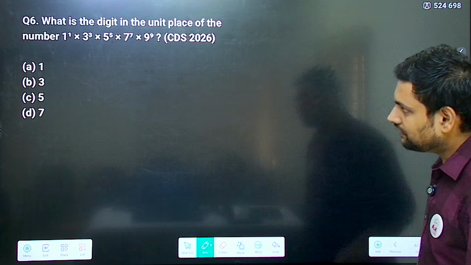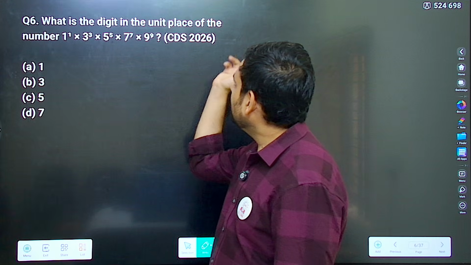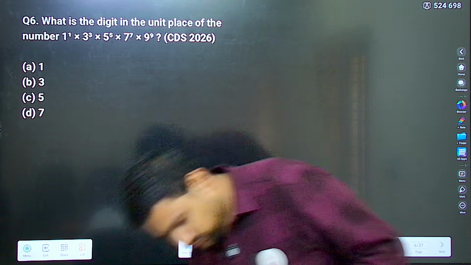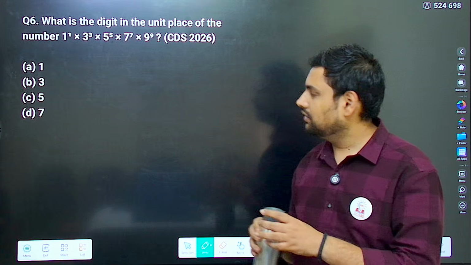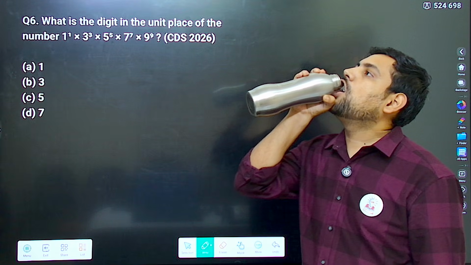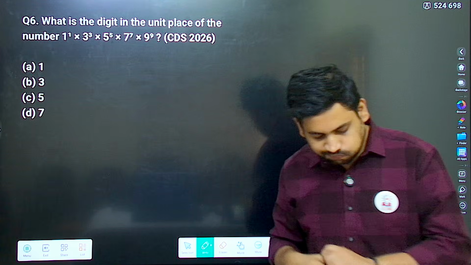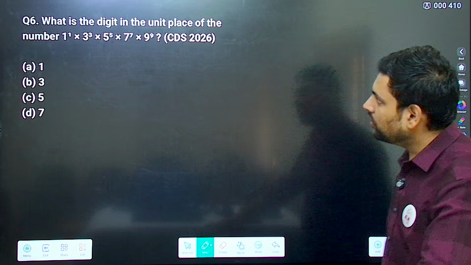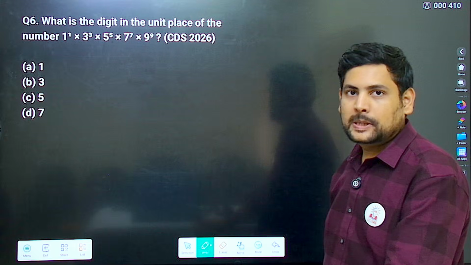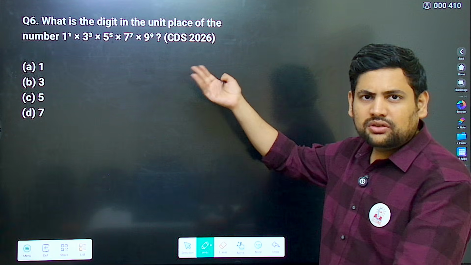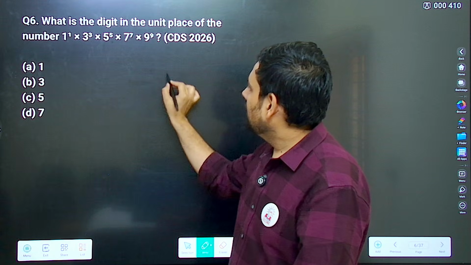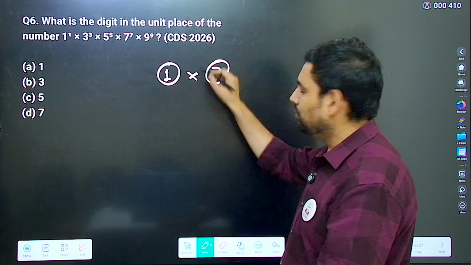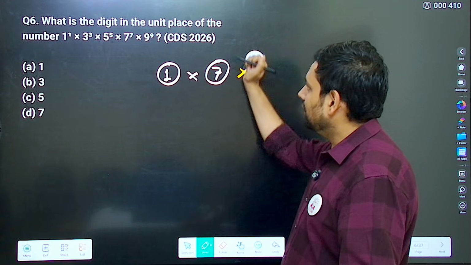Let's go. Now it is asking you, what is the digit in the unit place of this number? You need to find the unit digit. Now what you have to do, just the last digits all the time. So 1 power 1 is 1, then multiply 3 power 3. What's the last digit? 3 cube is 27. 5 power 5 is what?